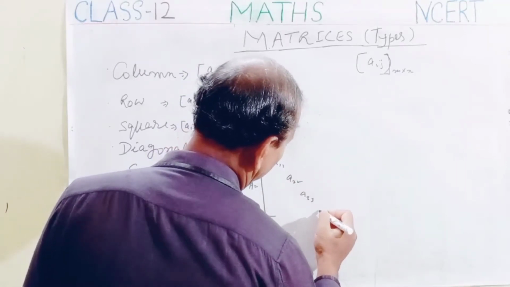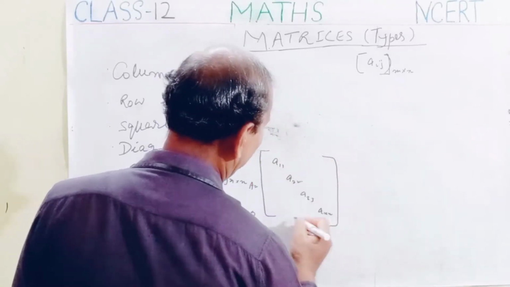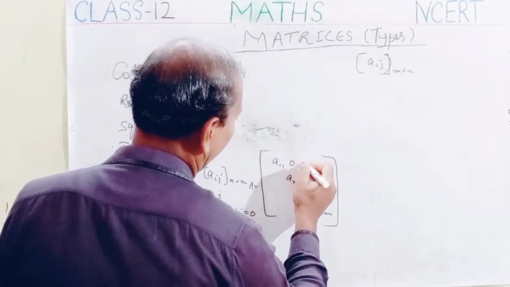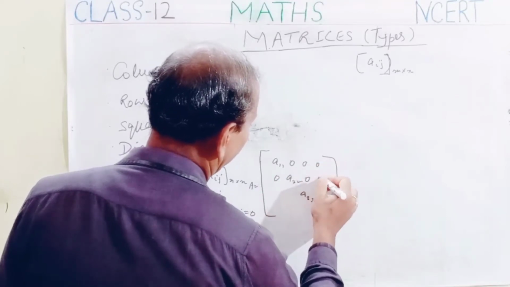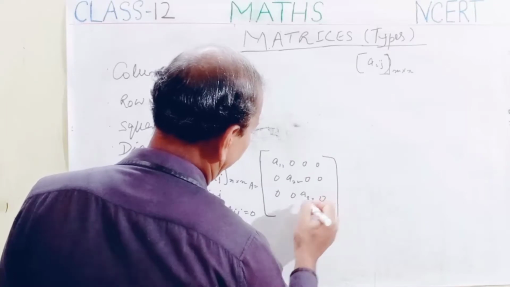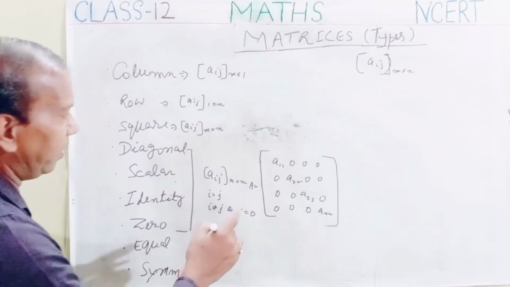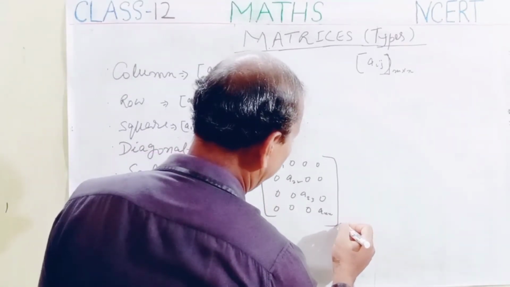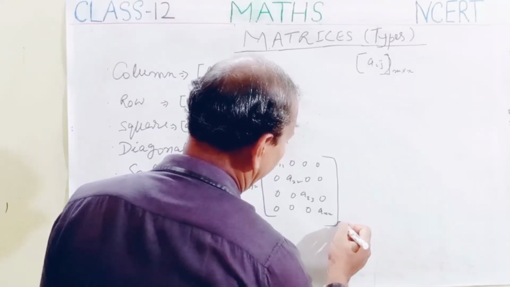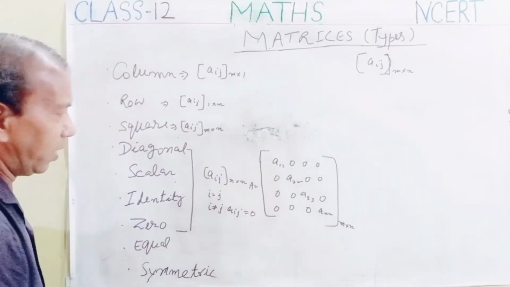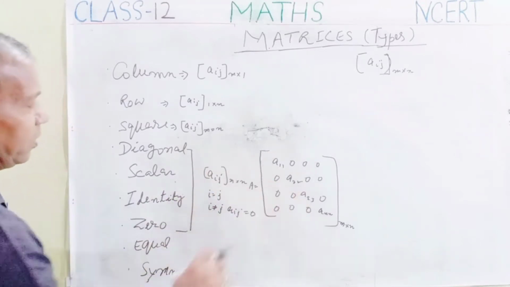It is your A and N. And on the rest of the position, the values are 0. In the rest position, the values are 0. Obviously, this is your m cross n. So on this diagonal, the values are there. If the values are on the diagonal, then this is a diagonal matrix.